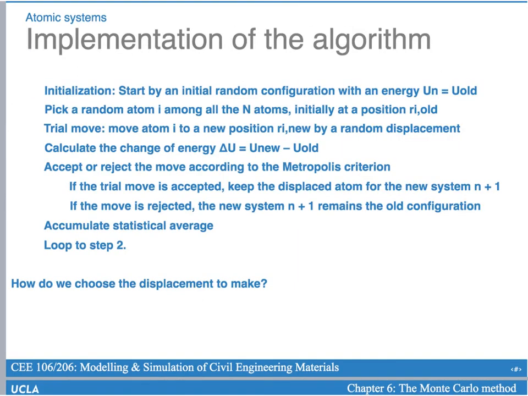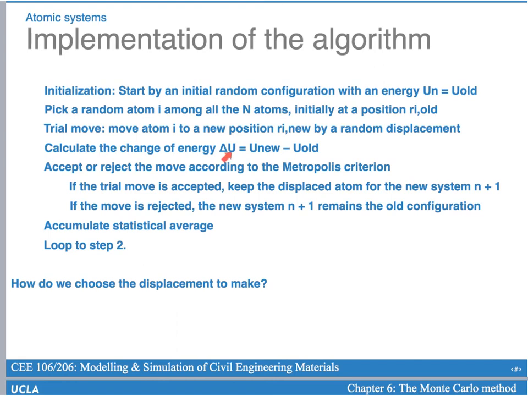So in practice, this is how it would work. You start with your initialization, where you create an initial random configuration, which is going to be your reference energy as well. You pick randomly one atom i among all the n atoms, and you take its position and move it to a new position by applying a random displacement. You calculate the new energy. The difference between the new energy and the old energy gives you delta U, the difference of energy. Then based on the Metropolis algorithm, you will either accept or refuse the move.